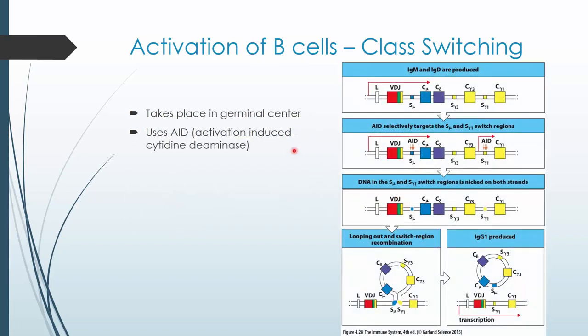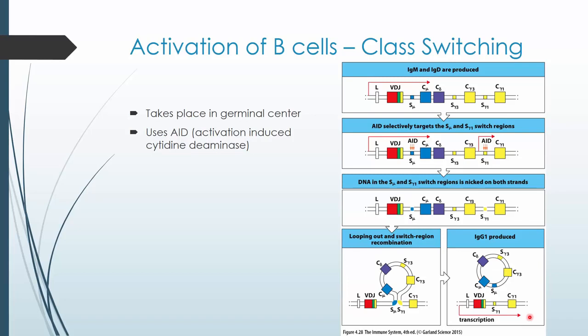We can look at this on a larger scale here. So you've got your VDJ of the variable region of that antibody. Then you can see your constant regions lined up. AID just removes the region of the genome between a constant region and the variable region so that you have a new constant region that's transcribed. Essentially, you're just shortening your genome so you get a new constant region.